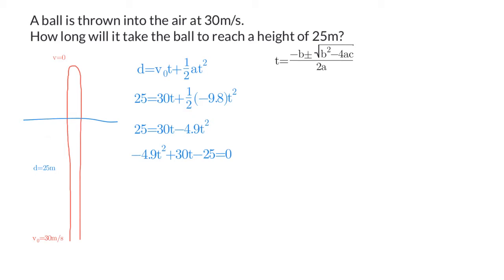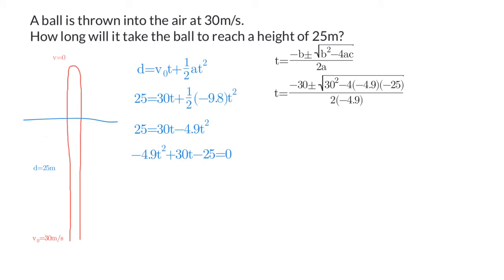As a reminder of the quadratic formula, the value in front of the t squared is a, the value in front of the t is b, and the value that's on its own is c, including the signs. So when we place those into the quadratic formula, we get the following.